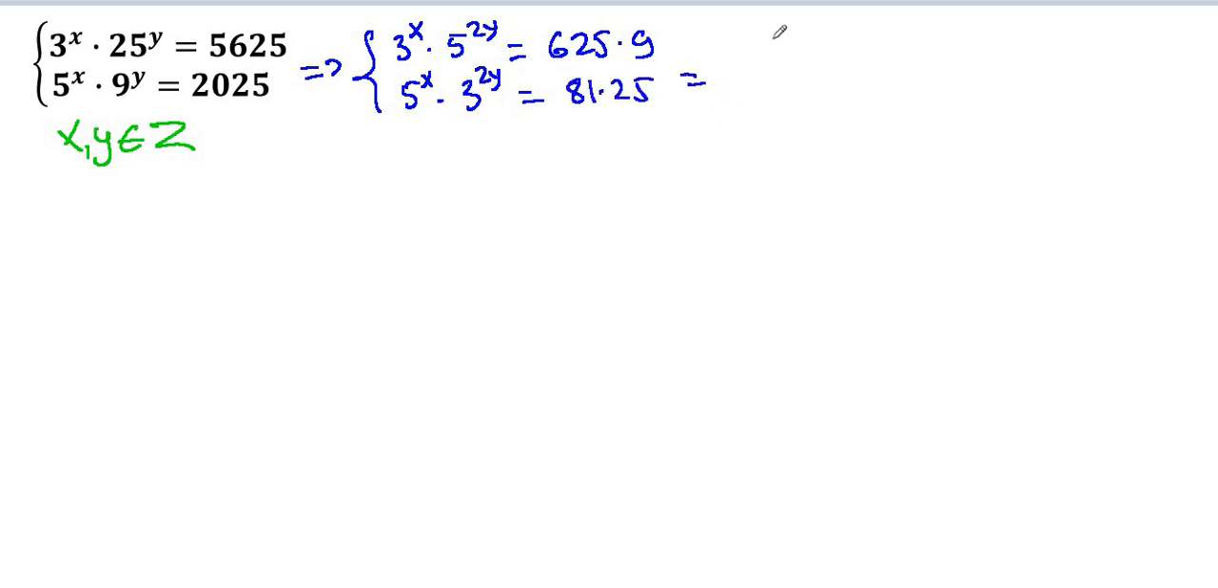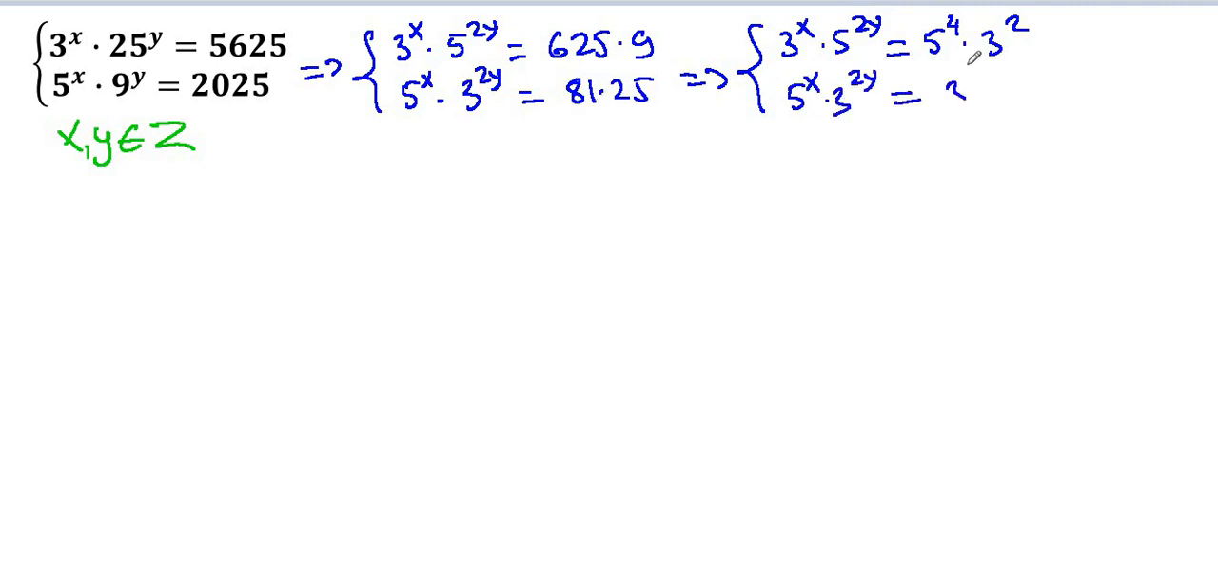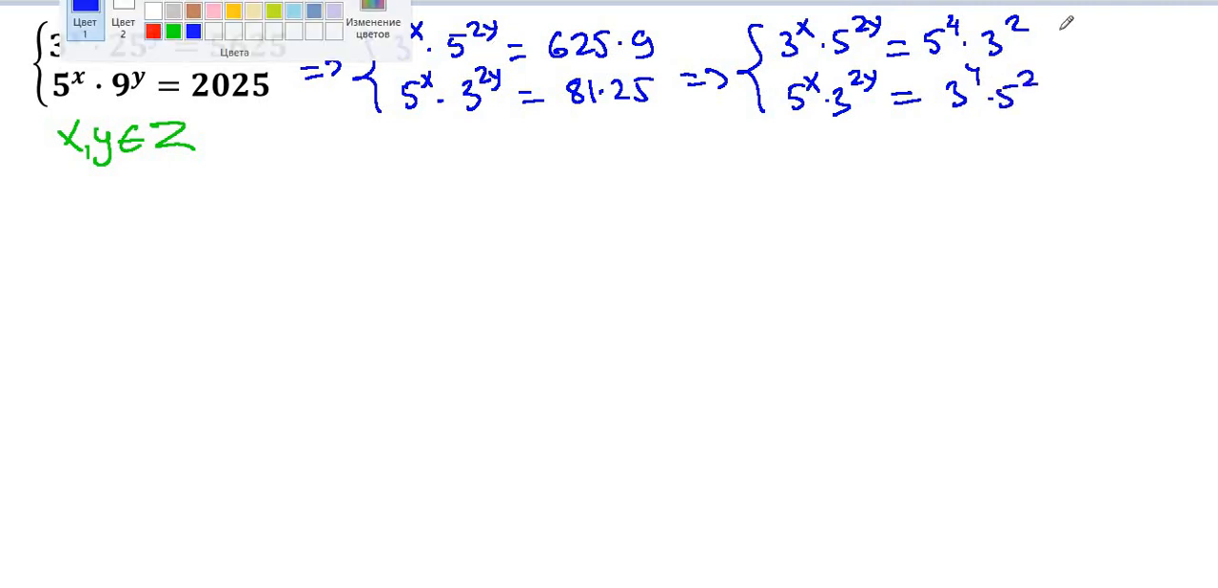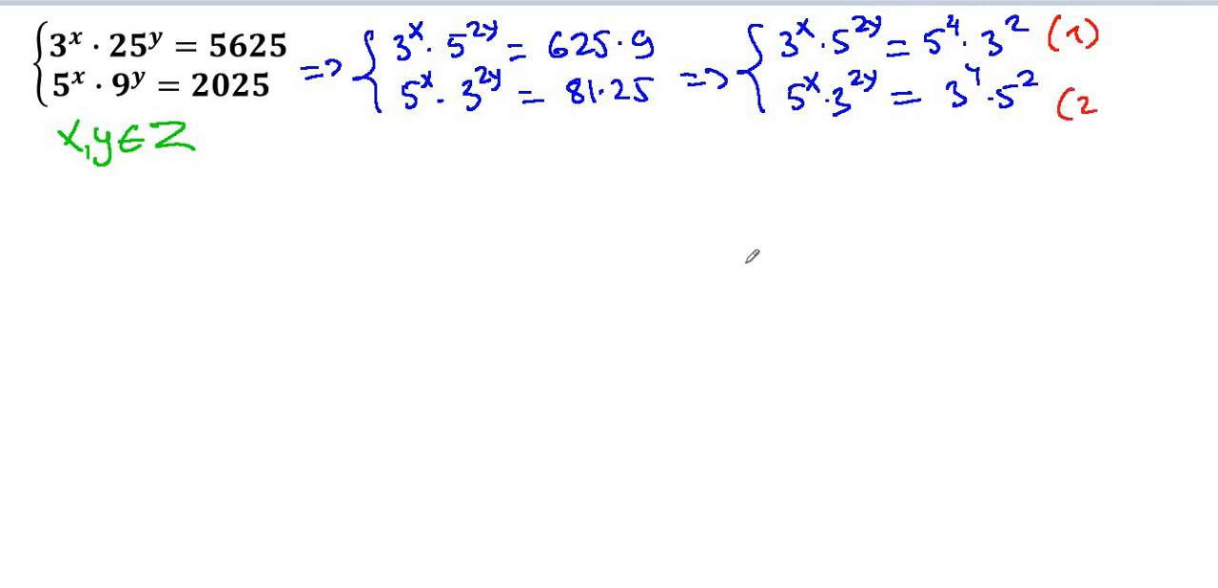So now this is going to be equivalent to, let me rewrite the left hand side of the first equation as it is, 3 to the power of x times 5 to the power of 2y, and from the right hand side we see that 625 is 5 to the power of 4 times 9 is 3 squared. And from the second equation, again let me rewrite the left hand side as it is, 5 to the power of x times 3 to the power of 2y is equal to 81 is 3 to the power of 4, 25 is 5 squared. Now let me label each equation here. This is the first equation, this is the second equation.